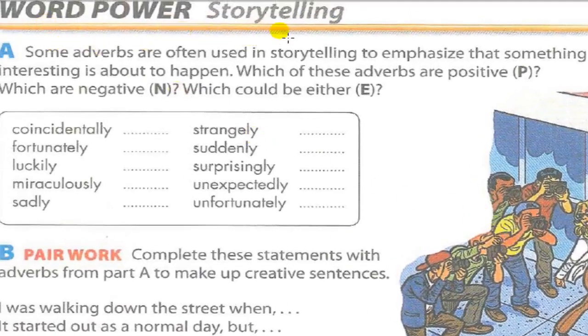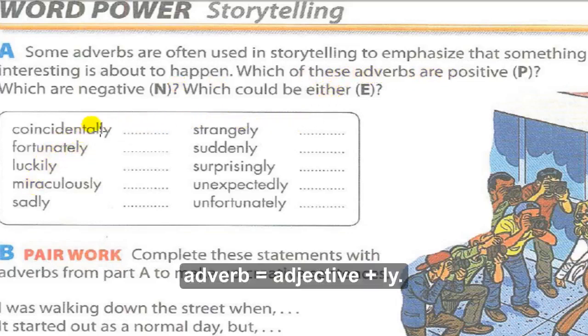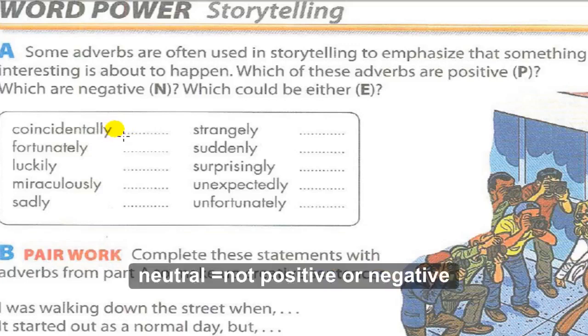So, storytelling. Some adverbs are often used in storytelling to emphasize, to confirm that something interesting is about to happen, that something wonderful is about to happen. Which of these adverbs are positive and which are negative? Which could be either neutral, positive or negative, both. We have here different adverbs. The adverb, most of the time, ends with ly. The adverb describes the verb. So here you write next to each adverb if it's positive, good, negative, bad, or either, neutral, maybe positive, maybe negative.